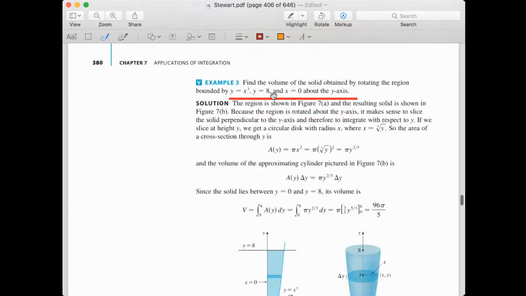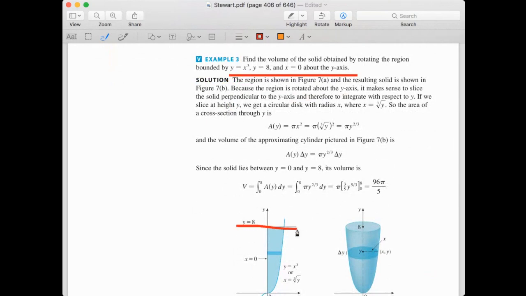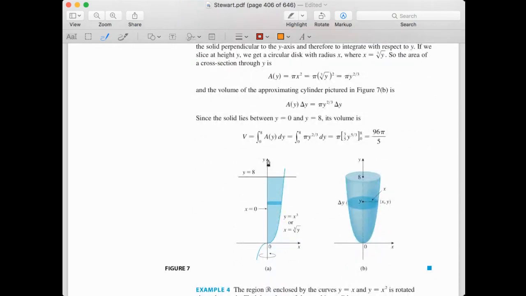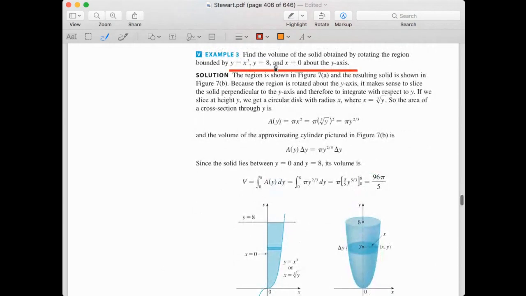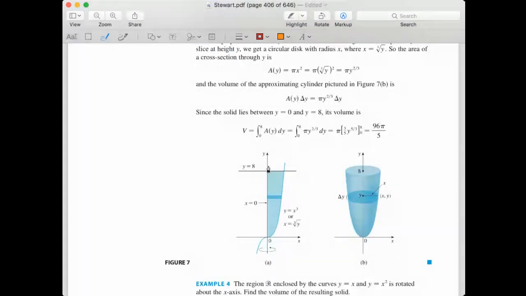Then what else? Y equals 8. So this one. X equals 0 is the y-axis, right? So we have y equals x cubed, y equals 8, x equals 0, about the y-axis. Okay, let's find the region. So the region is bounded by these 3 things: x equals 0, y equals x cubed, and y equals 8. So we have this region bounded by 3 things.